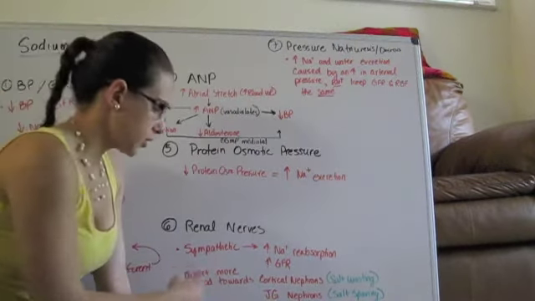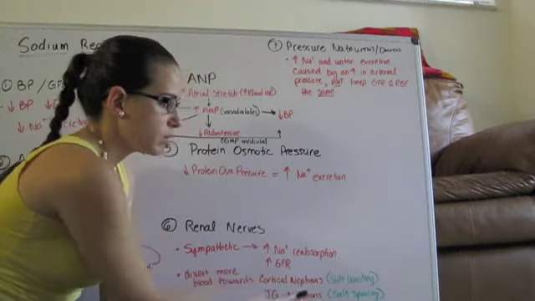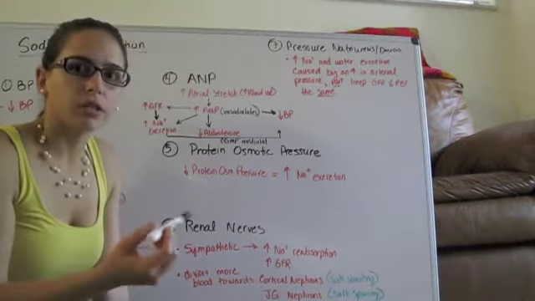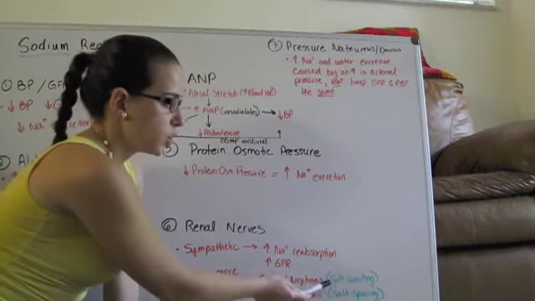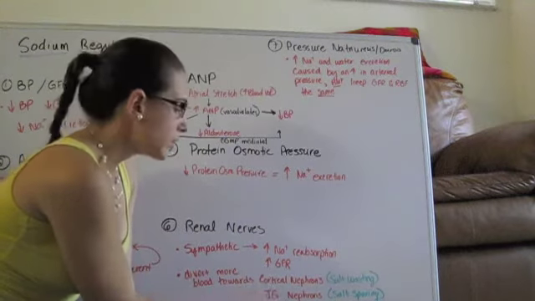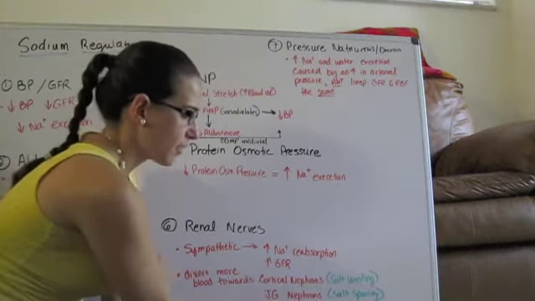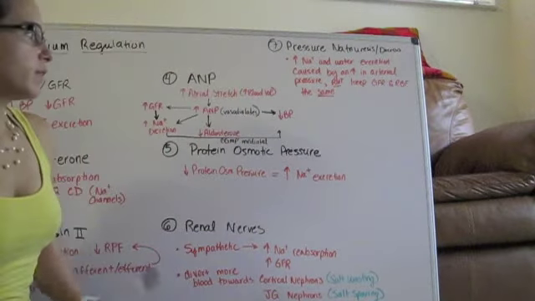This little note here, I just wanted to mention that when you divert more blood to the cortical nephrons, these are the nephrons that are located more in the cortex of the kidney, you're going to be salt wasting. And when you divert blood towards the juxtamedullary nephrons, you're going to be salt sparing. It's just a little note I made for myself there.